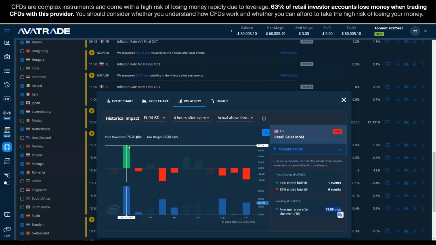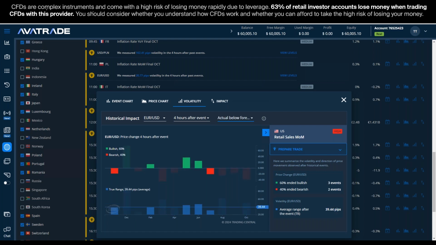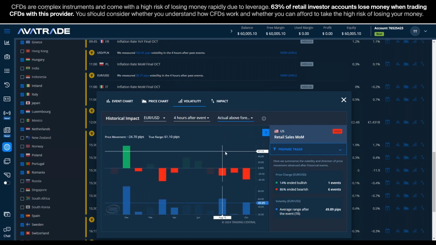That's a nice set of data to make a decision off of. You also can look and say, what if it came in below forecast? Well, it's the exact opposite. 60% of the time it went up. So the majority of the time it went the other way when it came in below forecast. So this is a really nice data set where you can actually plan to trade either direction depending if the retail sales come in above expectation or below.